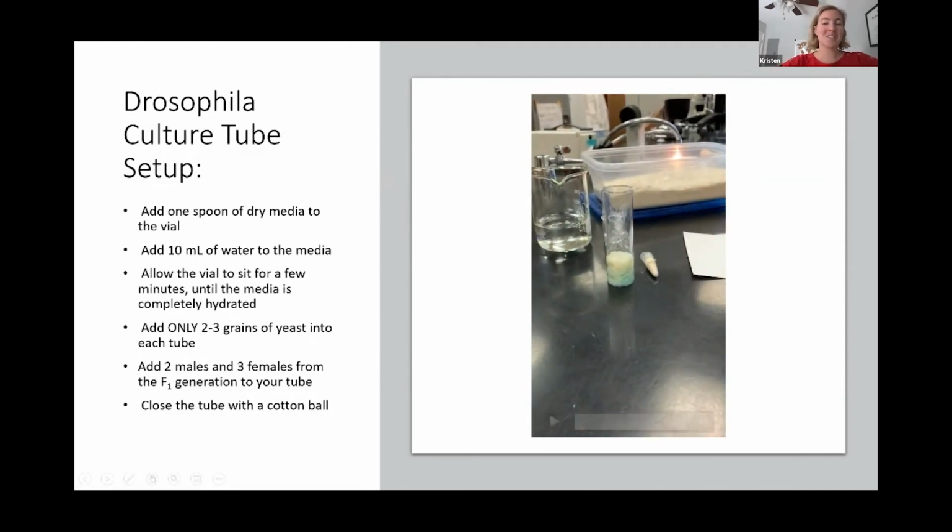Awesome. So this is a very simple procedure for how we set up our fly crosses. And then at this point, this is when we would open up the flies and distribute to the students, allow them to observe them under the microscope.